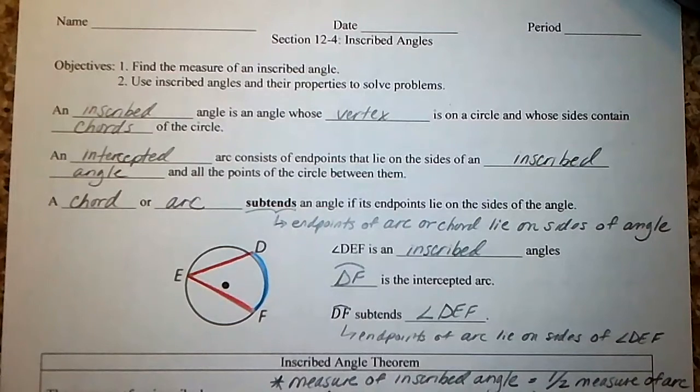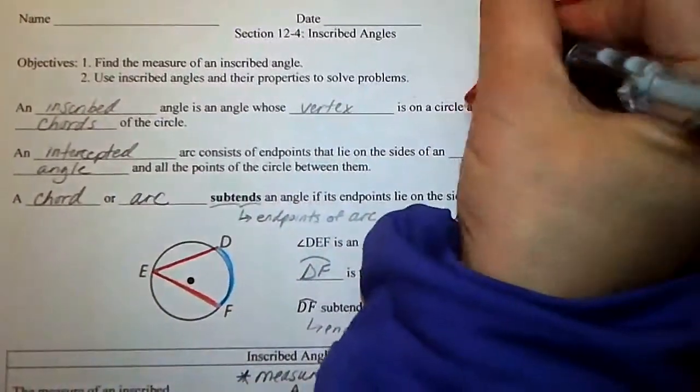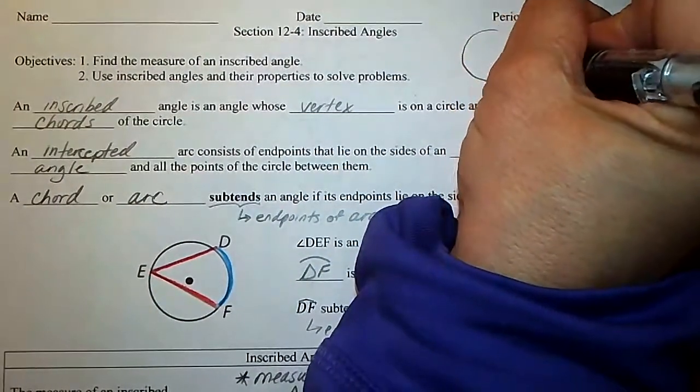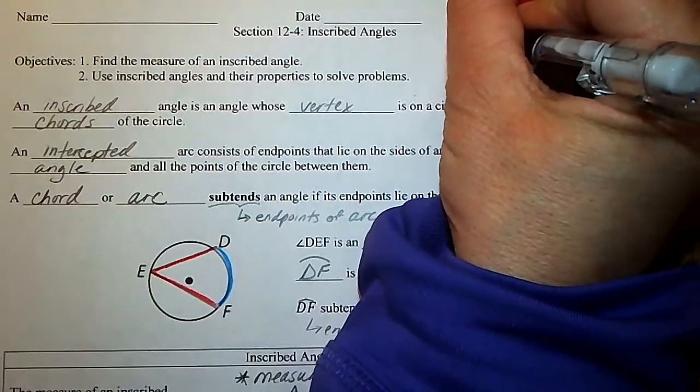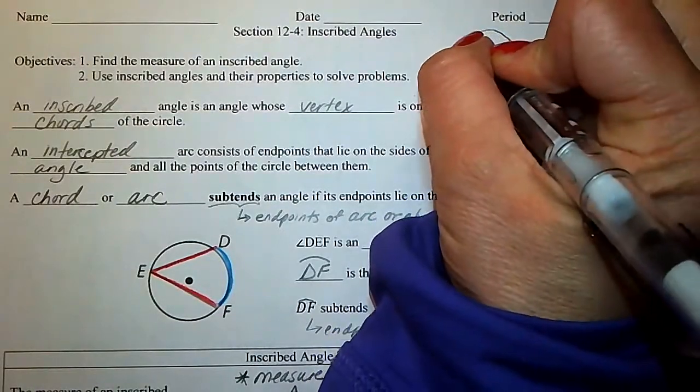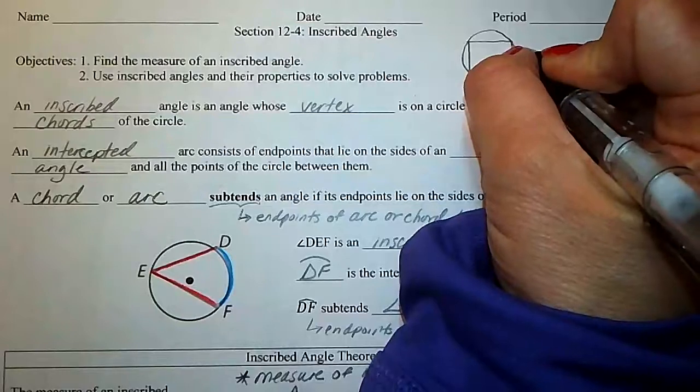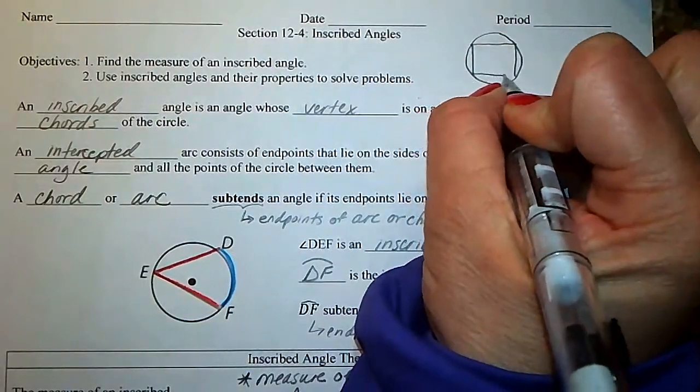Hi guys, this lesson is on inscribed angles. Remember we had this concept of inscribing something inside of a circle before. So when you have a circle and you inscribe a rectangle, all the points have to actually touch the circle. That would be inscribed.